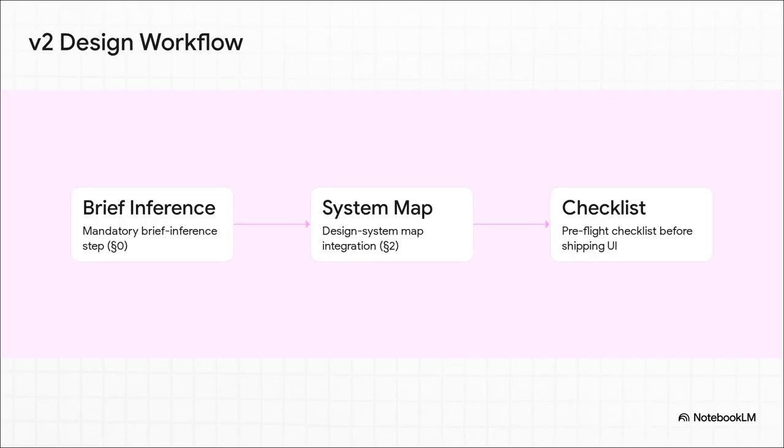Plus, the V2 workflow isn't just throwing code at a wall to see what sticks. It forces the agent through rigorous, professional steps. First, there's a mandatory brief inference, where the AI has to prove it actually understands the goal. Second, it creates a design system map to ensure consistency. And finally, it runs a pre-flight checklist before it is ever allowed to ship the UI to you. It basically treats the AI like a junior developer reporting to a very strict senior architect.